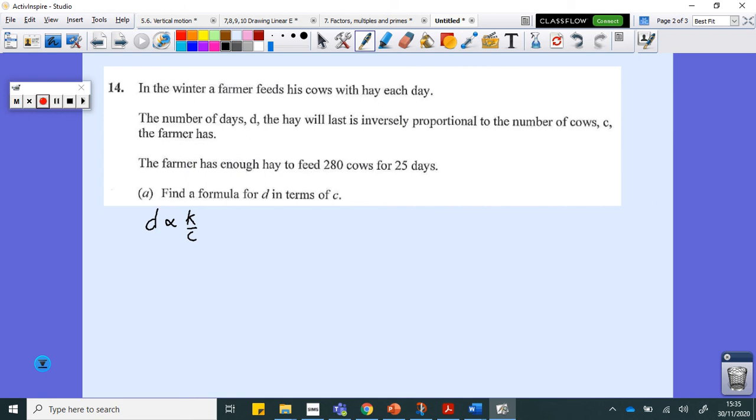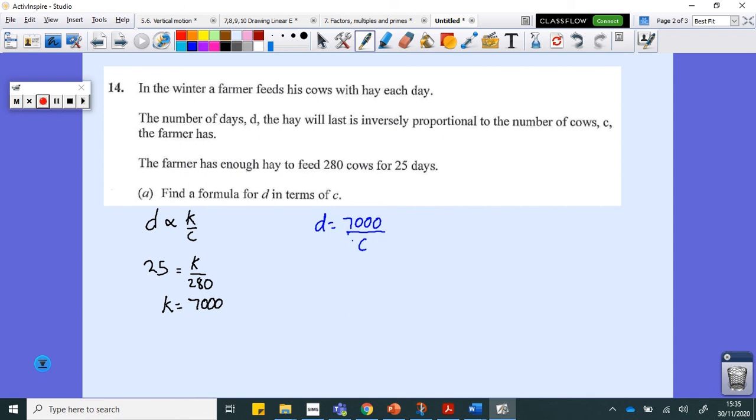The farmer has enough hay to feed 280 cows for 25 days. So K is 25 times 280, K is 7,000. So my constant value is 7,000. I go back to my equation now. So I've got days equals 7,000 divided by the number of cows. That's it: 7,000 divided by the number of cows.